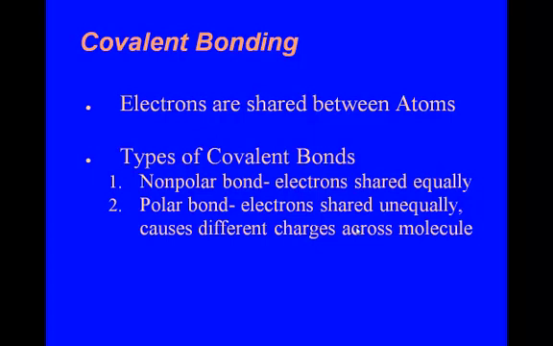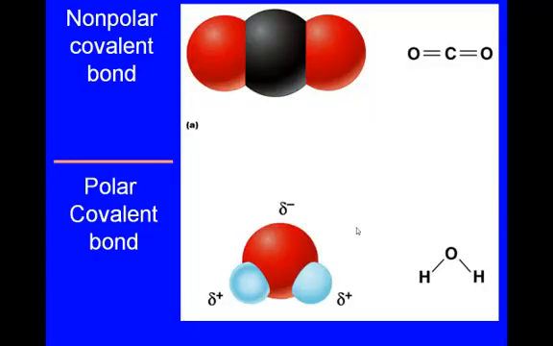Let's give you a little picture. Alright, on this top picture you see you have non-polar covalent bonding. So notice there is an equal sharing, where the bottom picture is a polar covalent bond. There is an unequal sharing. So now this molecule will have a charge.